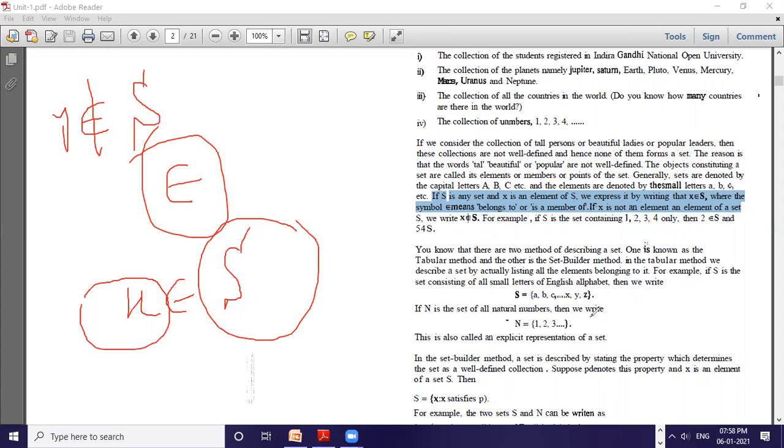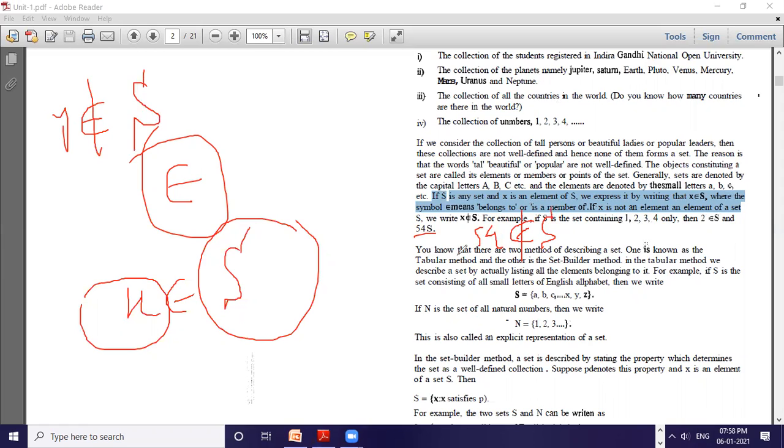Is it clear? Okay. So for example, if S is the set containing 1, 2, 3, 4 only, then 2 belongs to S, but 54 does not. 54 यहाँ पे एक miss हो गया है. 54 does not belong to S.